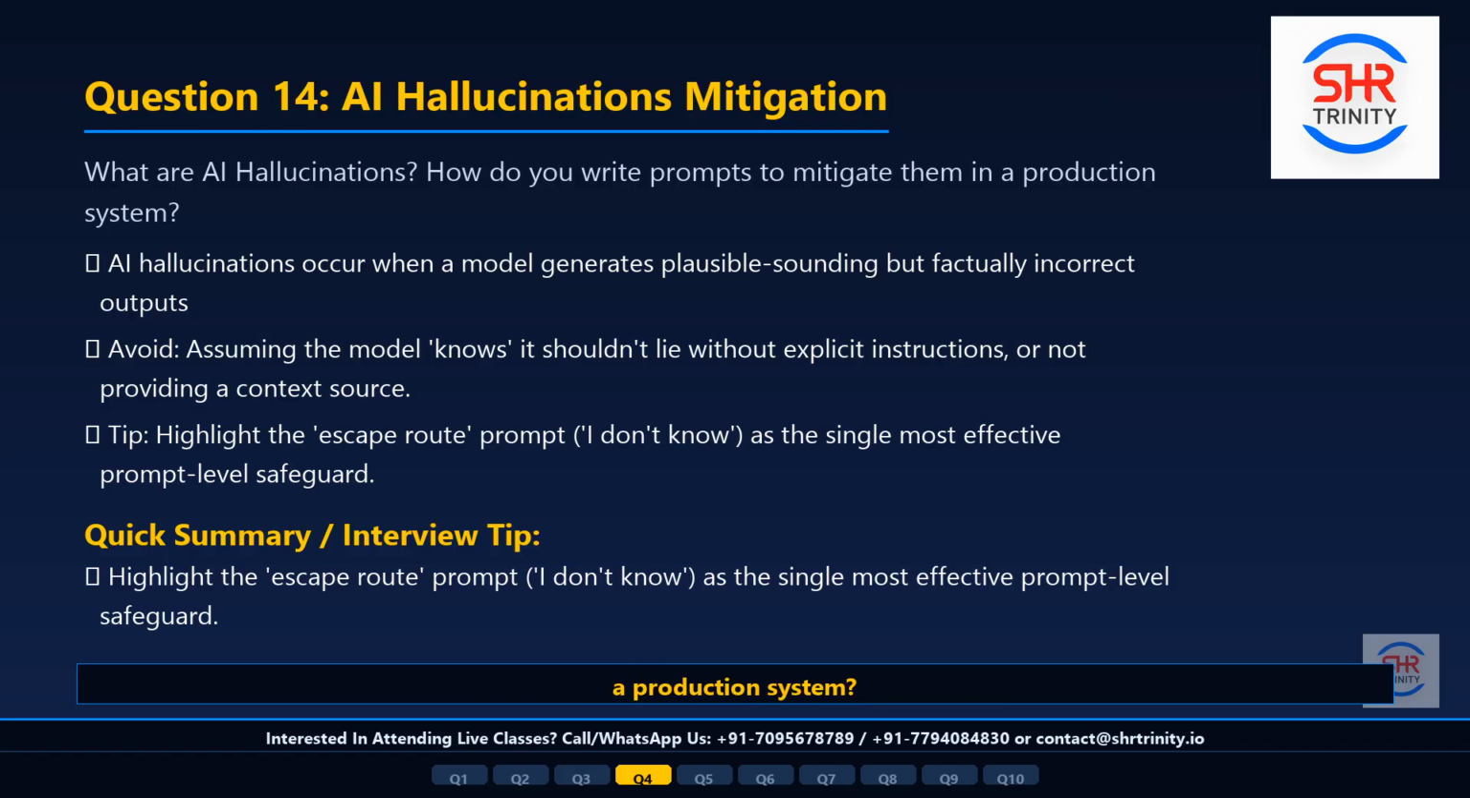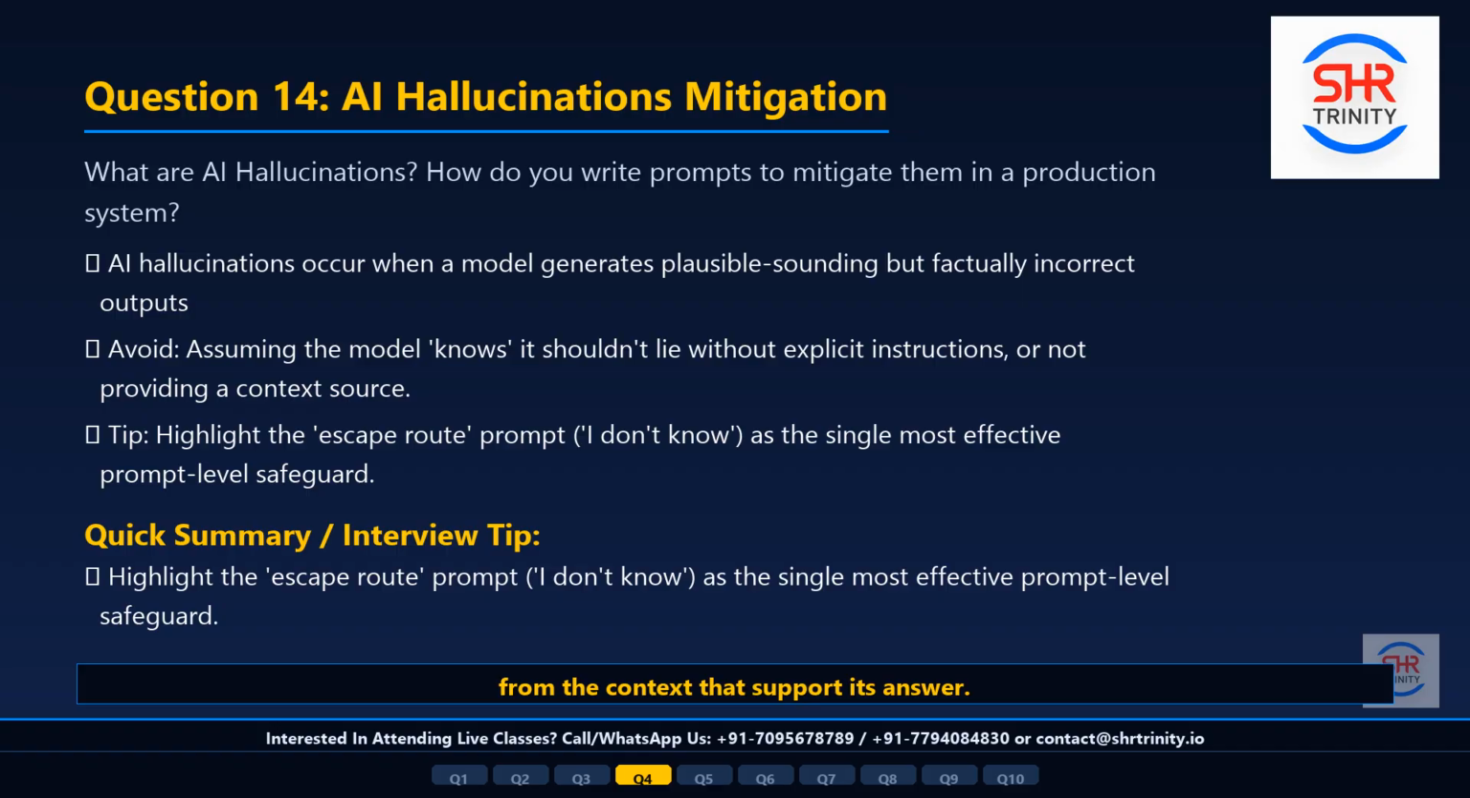AI hallucinations occur when a model generates plausible sounding but factually incorrect outputs. To mitigate this in prompts, I use 3 main strategies. 1. Grounding. Instruct the model to answer only based on the provided reference text. 2. An escape clause. Explicitly prompt, if the answer is not present in the provided context, output I do not know. Do not speculate. 3. Citation requests. Ask the model to quote direct sentences from the context that support its answer.